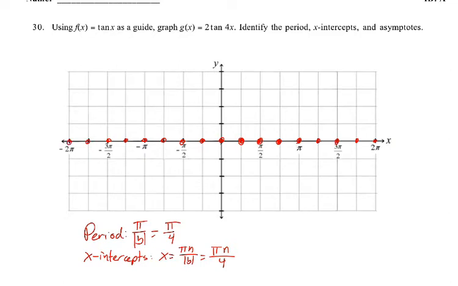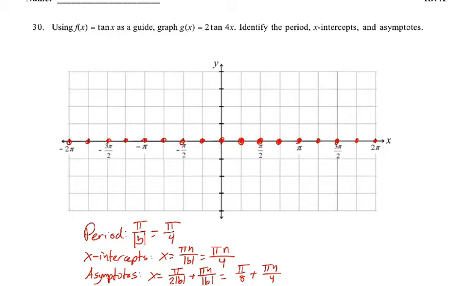And then for the asymptotes, the equation we use for that is x equals pi over 2b plus pi n over the absolute value of b. Again, plugging in that b is 4, our first one, pi over 2b, is pi over 2 times 4, or pi over 8, plus pi n over 4. Now this means we're going to start at pi over 8 and then shift over every pi over 4.